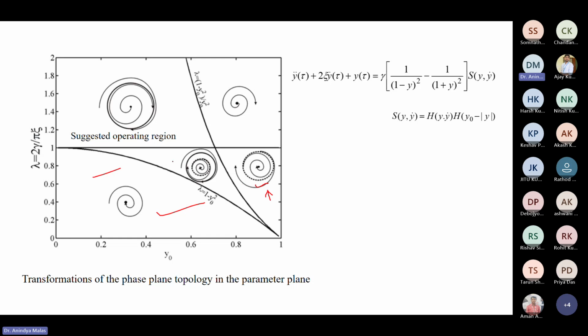So also within this region, you can see there is a solid closed circle and a dotted closed circle. That means both stable limit cycle and unstable limit cycle are present. Again, I'm saying limit cycle means nothing but the oscillation. So both stable oscillation and unstable oscillation are present.